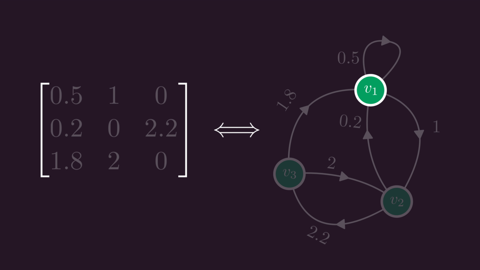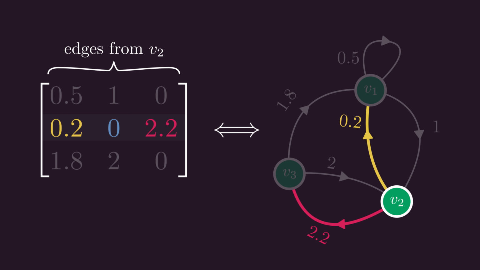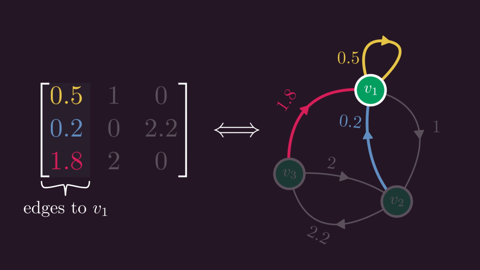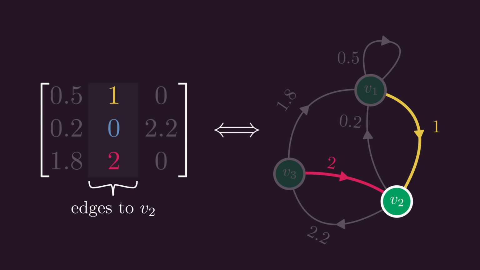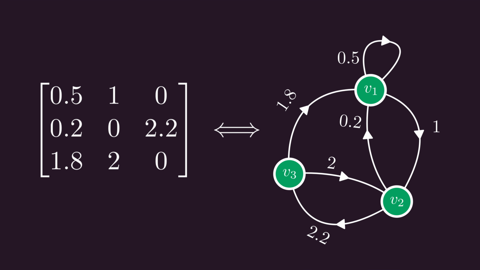Similarly, the first column corresponds to the edges incoming to the first node v1. Again, a loop edge to itself with weight 0.5, an edge from v2 with weight 0.2, and an edge from v3 with weight 1.8. In general, each row of the matrix represents a node, and each element represents a directed and weighted outgoing edge. Because of the construction, each column represents the incoming edges. This is called the directed graph representation of a matrix.